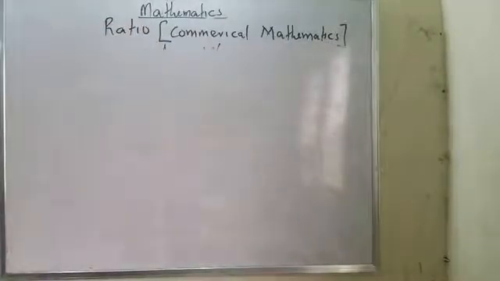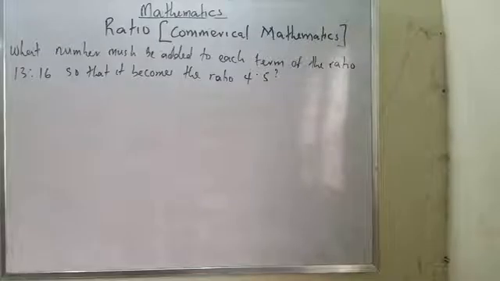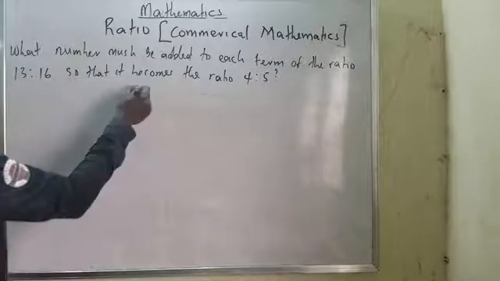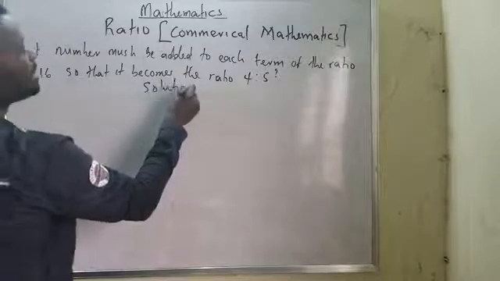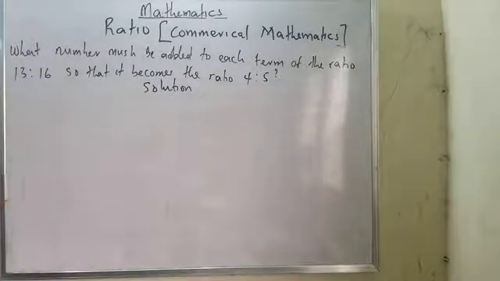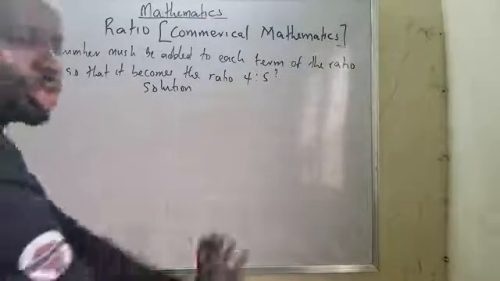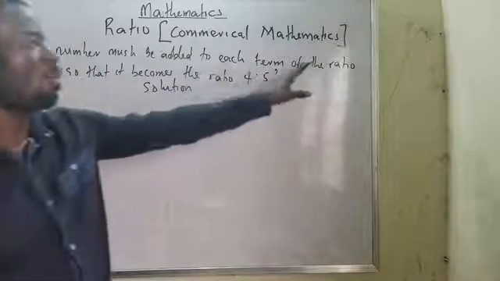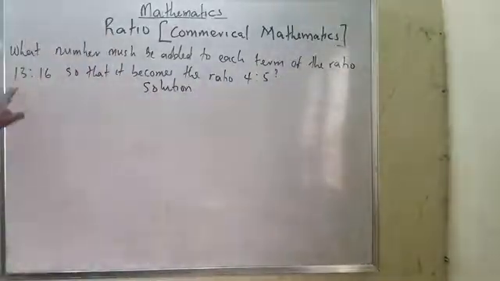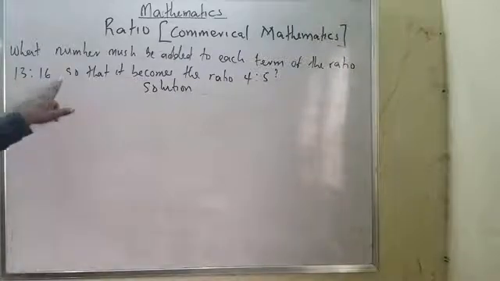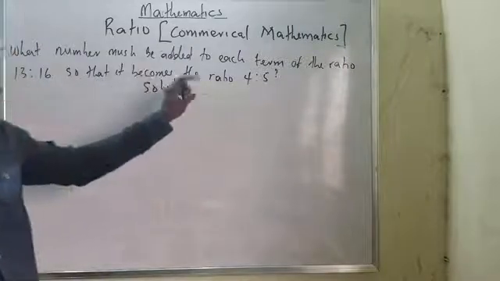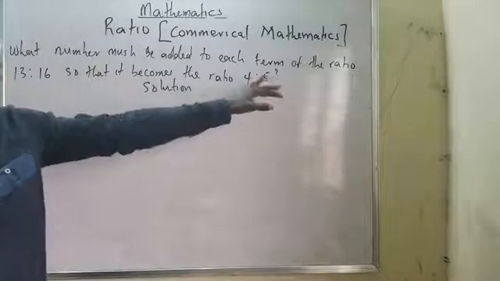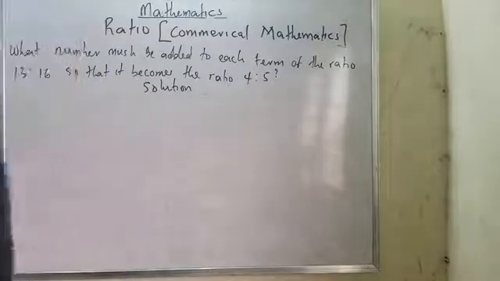Okay. Now, let's check this question together. Please note, this is a word problem. It means you don't rush in. The question says, what number must be added to each term of the ratio 13 to 16 so that it becomes the ratio 3 to 5? Become ratio 3 to 5.